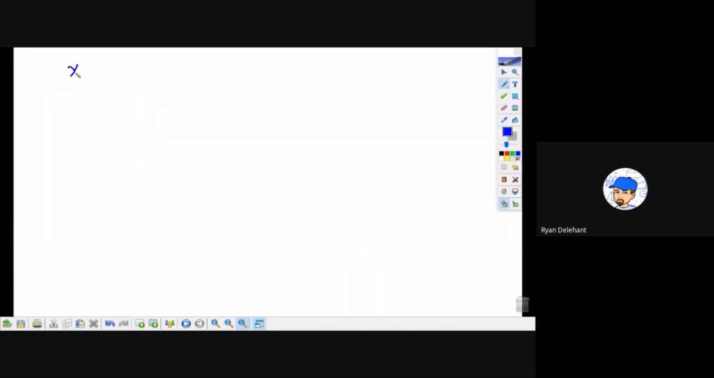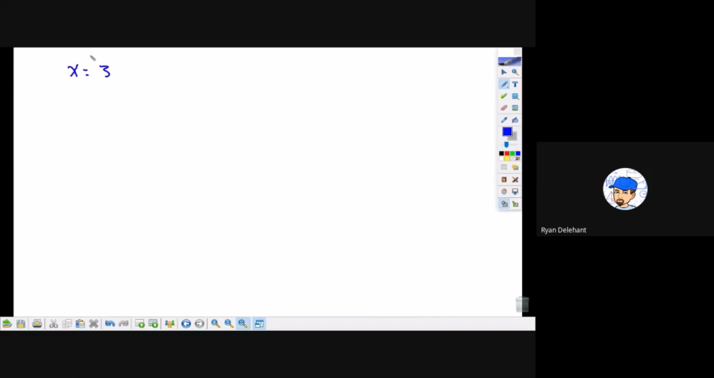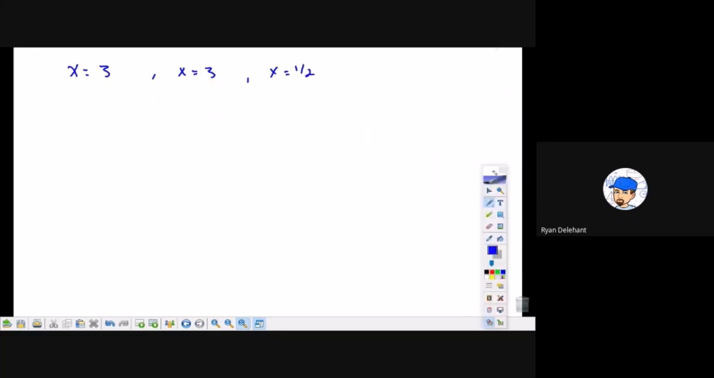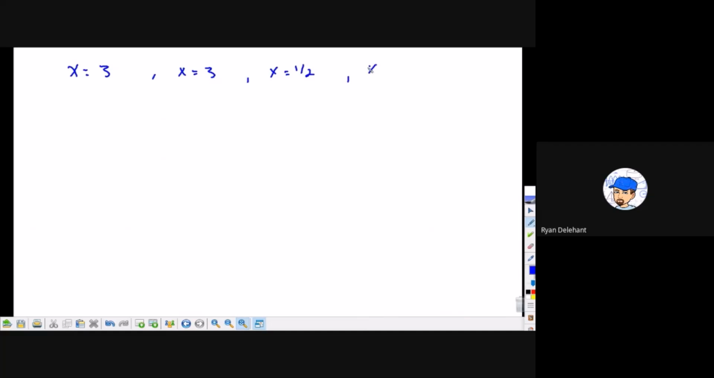So we found all 3 of them. We had an x equals 3. What else did we have? We had another, I'm sorry, x. We had 2 of these. Then we had x equals 1/2. And the last one that we had was x equals -2 plus or minus the square root of 6 over 2. That one's going to be messy. But let's work down. I just want this in its factored form. So that means we need to solve each one of these things for 0 and see what happens.